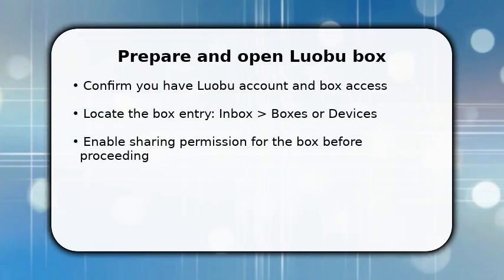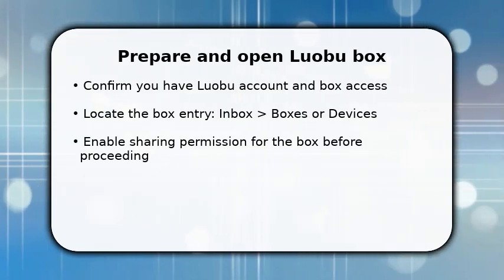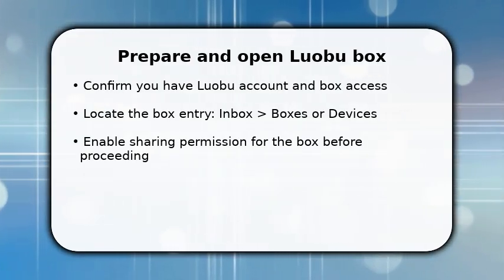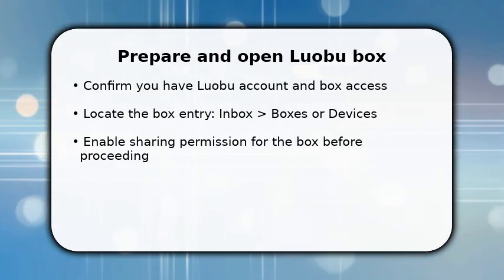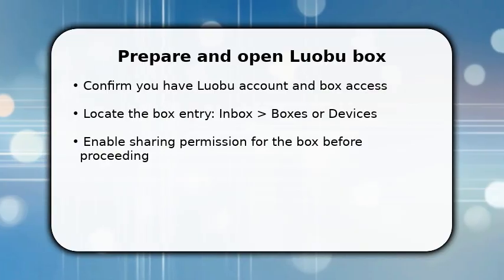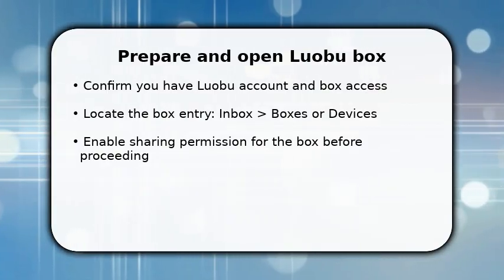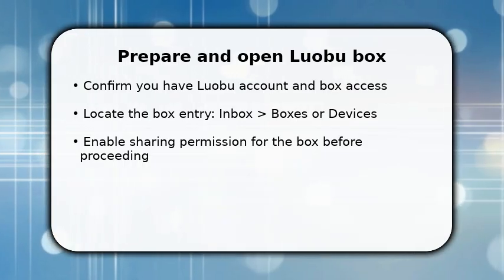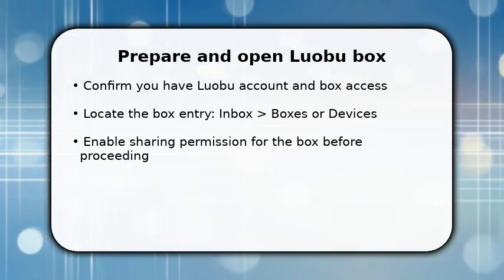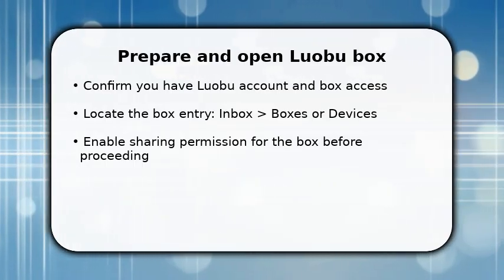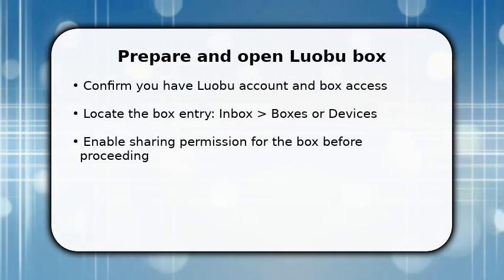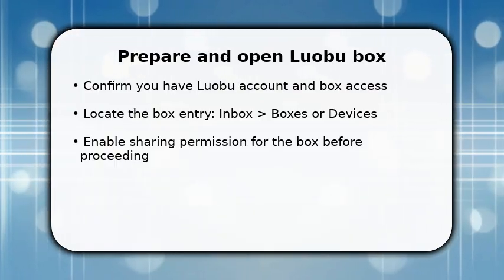You start by opening Luobu and navigating straight to boxes. Once there, select the target box and review access rights. You need sharing enabled to continue. If permission is off, toggle share or invite and pick role limits. Make sure the box metadata, name, ID, and short description is accurate. This prevents confusion for recipients. Save changes and stay on the box detail page because the next steps send that exact information to others.